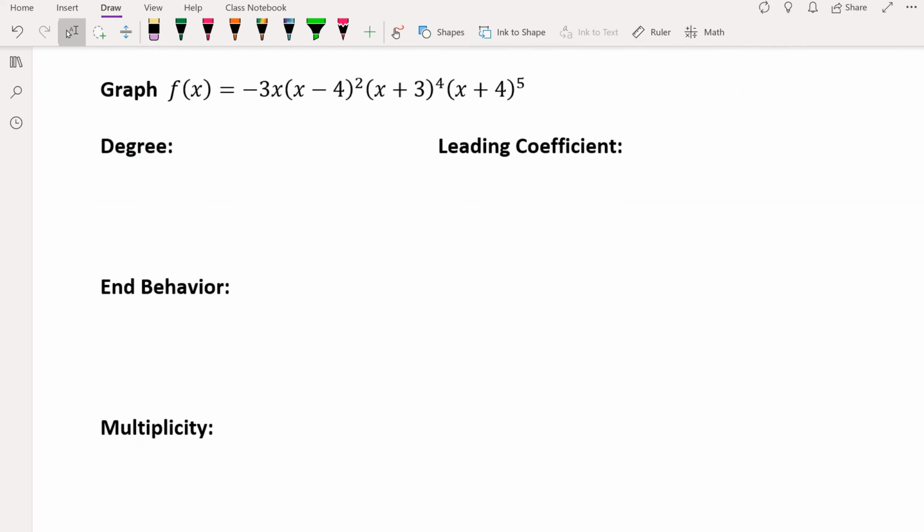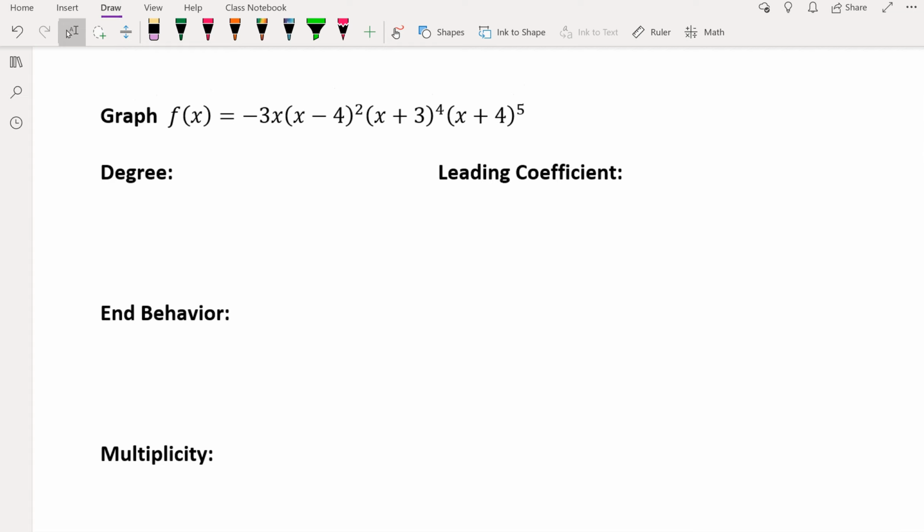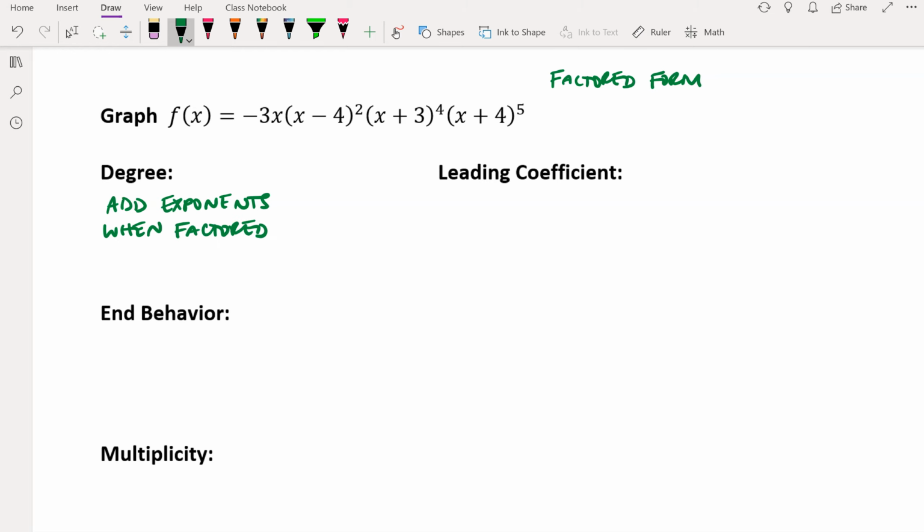So really quick, when you have factored form, this is factored form, right? We see factors. When you have factored form, the degree, actually, let's go ahead and write over here, the degree, you're going to add the exponents. When you're in factored form, remember the degree was the highest exponent in standard form? Well, when you're in factored form, you're going to add the exponents. And here's the thing, y'all, a lot of students get tricked by one sneaky exponent. So really quick, let's just go ahead and note the exponents that we see.